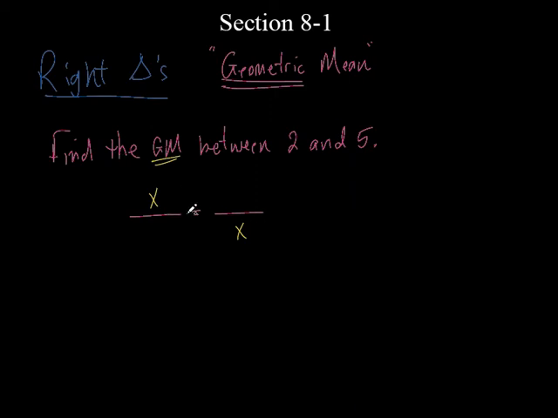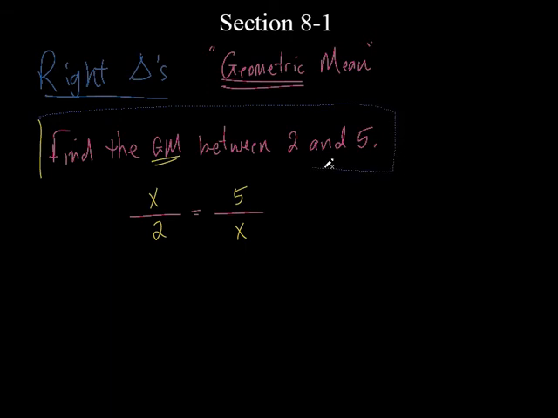Now it says find the geometric mean, which is x, between 2 and 5. Now, wild guess. Where do you think the 2 and 5 are going to go? Right, diagonal to each other as well. Right, in the other 2 spots. So the 2 and the 5 go right here. It's as easy as that. It's not that hard. You'll actually have a problem on the test that'll look just like this.